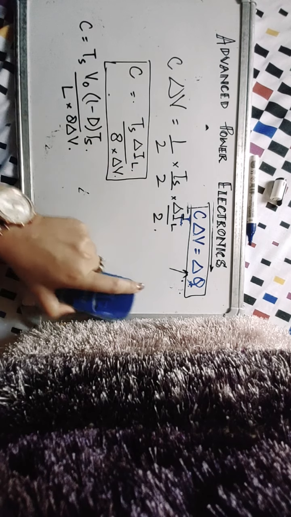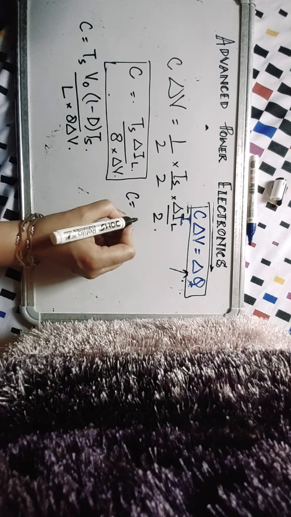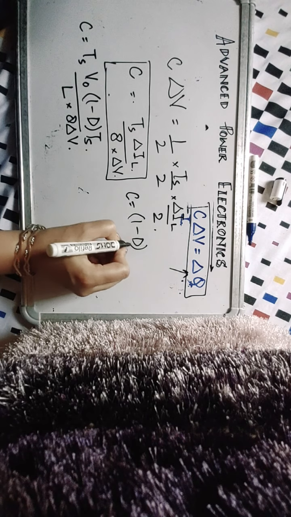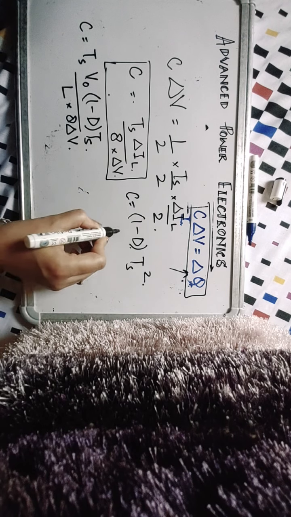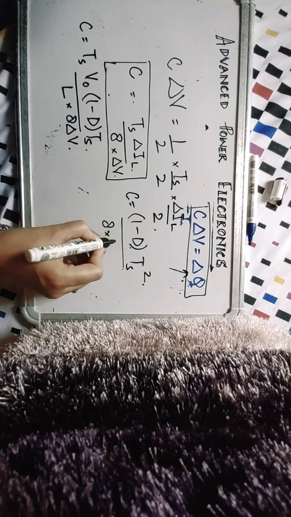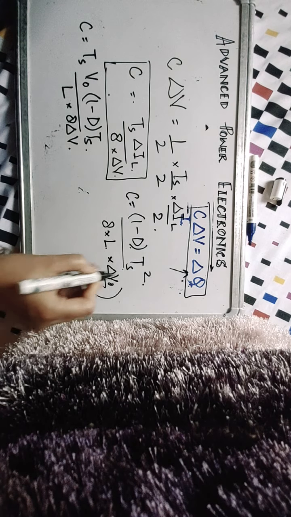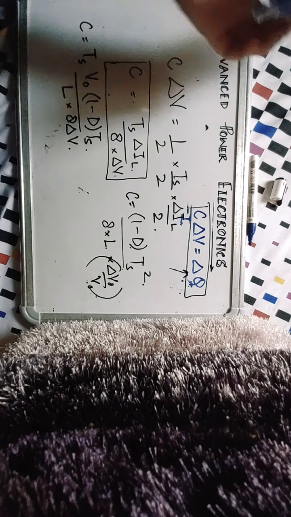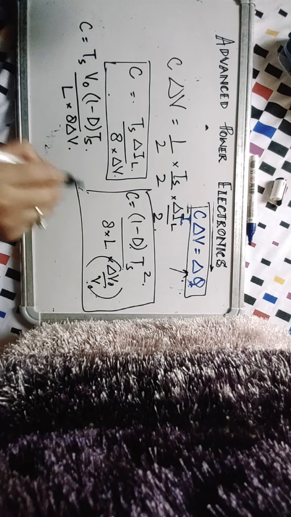Now let me simplify it a bit more. (1 minus D) Ts square into 8 into L into delta V naught upon V naught. Yani ki, now more interesting things. This is the design equation for C.